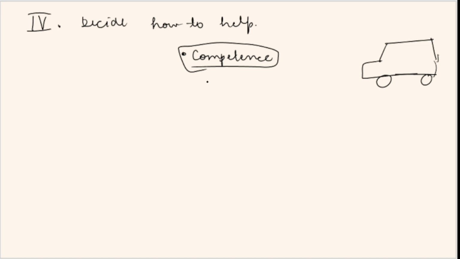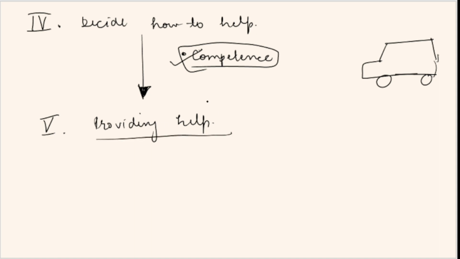If the person lacks the competence, if the person thinks I don't have the skills that are needed to help the other person, I might not actually help because my help would be of no use. So we will evaluate our competence here, and if we have the skills to help the other person, we will move on to the last stage, which is providing help. But there is one other thing which happens here, which is analyzing costs and benefits.